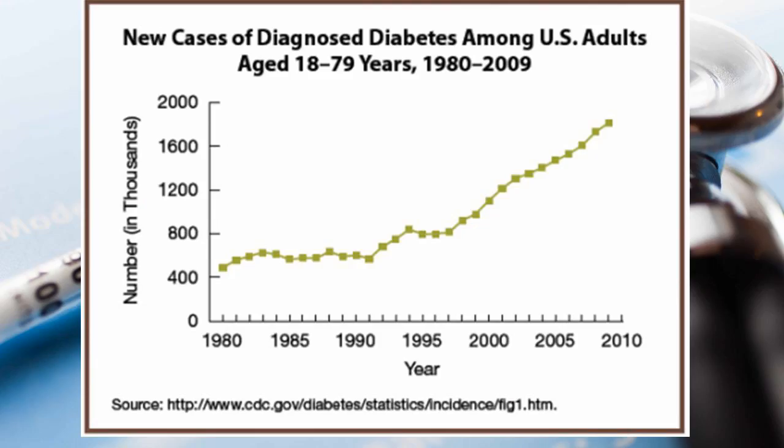So if you look, this is in America, in the 1980s there were about 400,000 cases of new diabetes per year. You go forward 30 years, to 1990, 2000, 2010, and there's 4 times that number being diagnosed every year. The genetics hasn't changed over 30 years, but something's changed over 30 years to make the number of cases increase 4-fold.